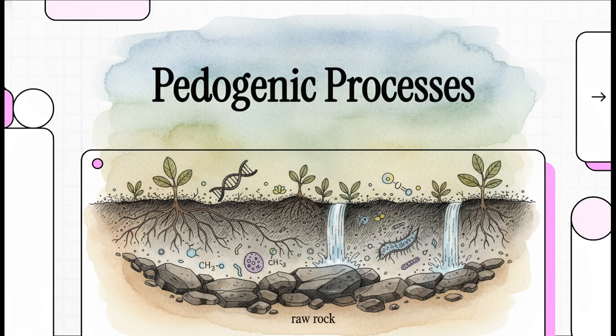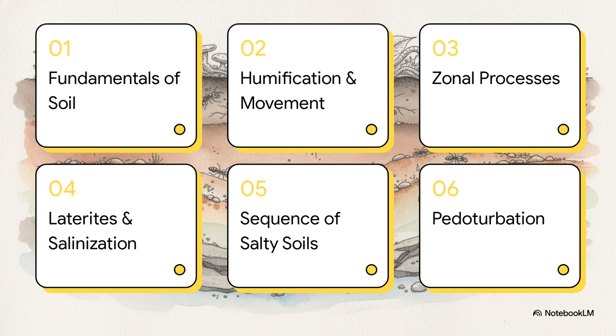Let's get into it. Here is our quick roadmap for today. We'll start with the fundamentals of soil formation, then move into humification and translocation processes. After that, we'll cover zonal processes and climate's impact, followed by tropical laterites and arid salinization. Then we'll look at the sequence of salty soils and wrap up with pedoturbation, or the mixing of the soil.